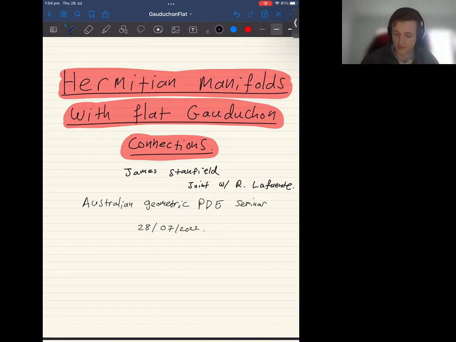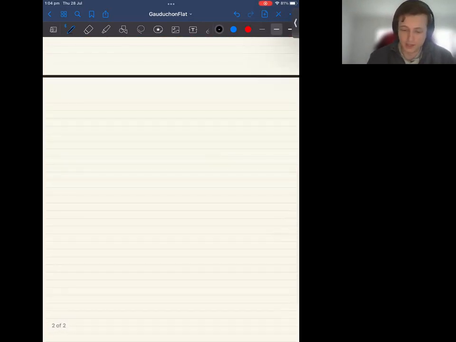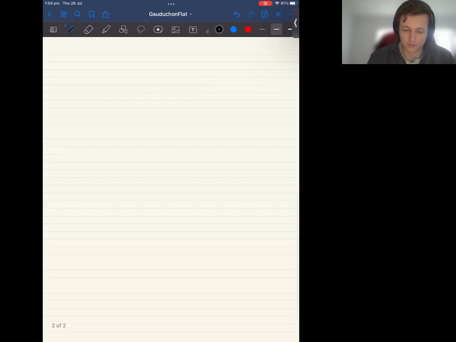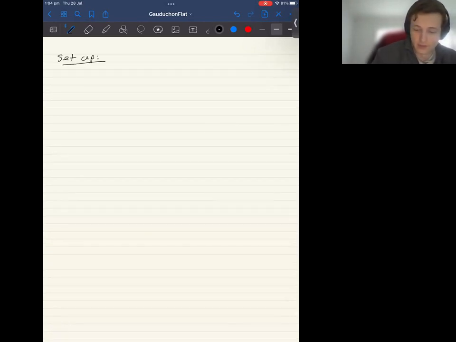Yeah, so as Kyle mentioned, this is joint work with Ramiro Lafuente, who unfortunately can't be here today, but we're looking at a problem in Hermitian geometry. Okay, so I'll start with a setup. I'm not going to assume everyone here is super familiar with complex geometry or anything, so I'll start fairly simple, and please ask any questions that you want. I'm happy to answer whatever. Okay, so yeah, let's start with the setup.